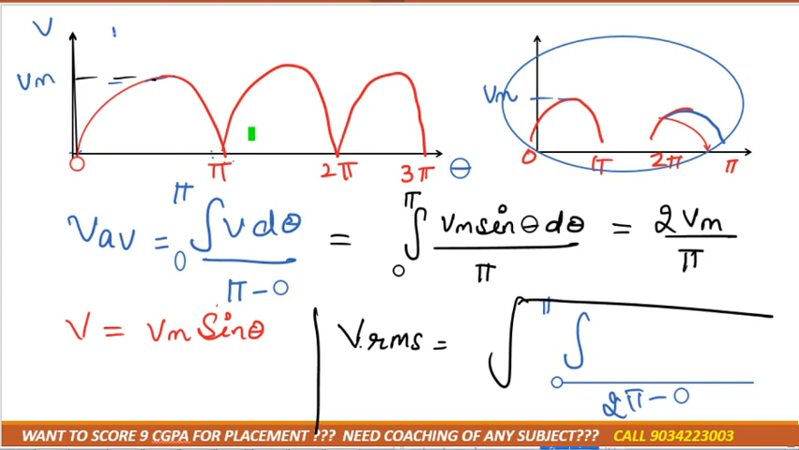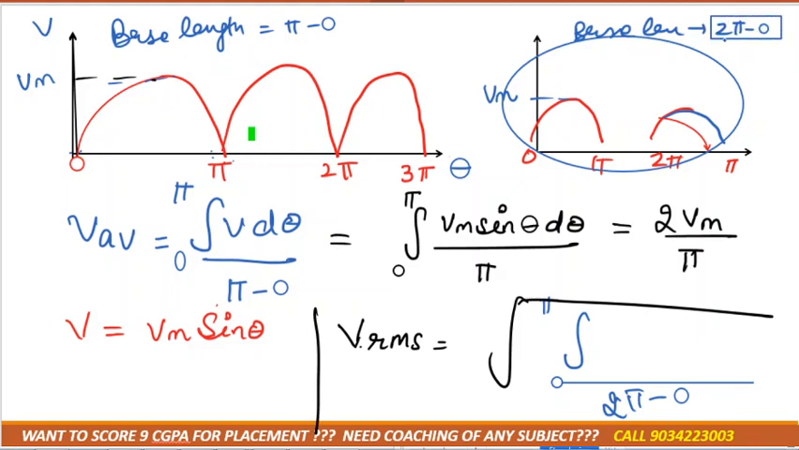I told you there is a difference only in the base length. If we take this base length, that would be pi minus 0, and if there is this base length, then in that case that would be pi minus 0. Got it? Now we need to substitute Vm sine theta d theta. Now you can solve it. If you have any problem, then you can let me know.